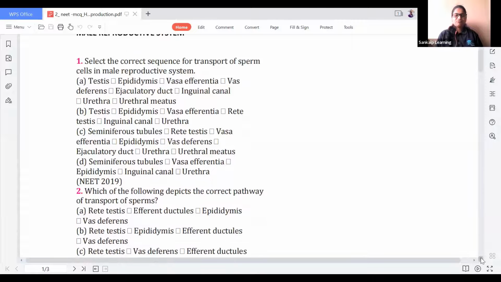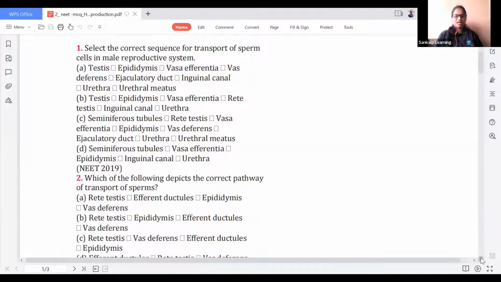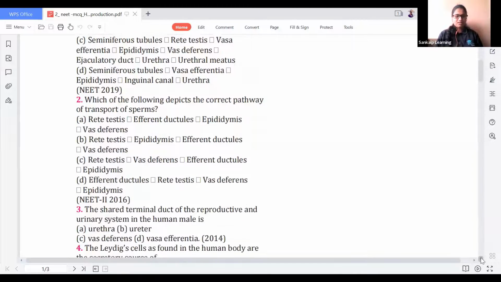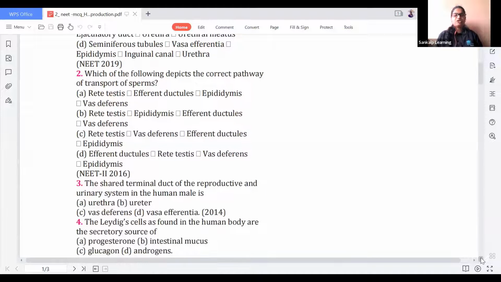Second question: which of the following depicts the correct pathway of transport of sperms? Again, the question is repeated, so let us neglect that. Then third question: the shared terminal duct of the reproductive and urinary system in the human male is. In the human male there is one part which is common for the excretory system and also for the reproductive system. Which is that part? Urethra, ureter, vas deferens, vasa efferentia. Who is going to answer this?